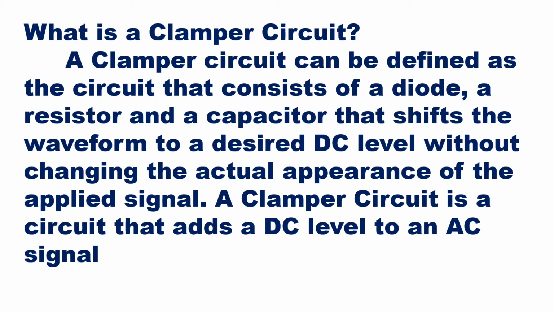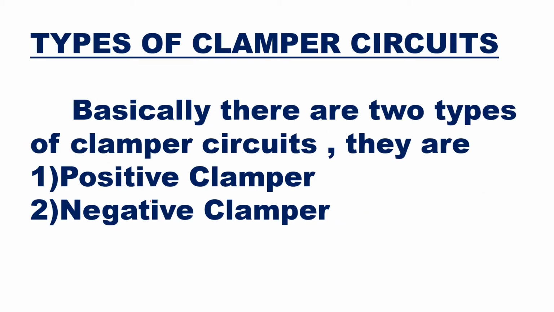Now this circuit, which consists of a diode, resistor, and capacitor, can shift the waveform's DC level without changing the actual shape of the waveform. Therefore a clamper circuit is a circuit that adds a DC level to an AC signal. Basically there are two types of clamper circuits: positive clamper and negative clamper. First, we'll start with the positive clamper.